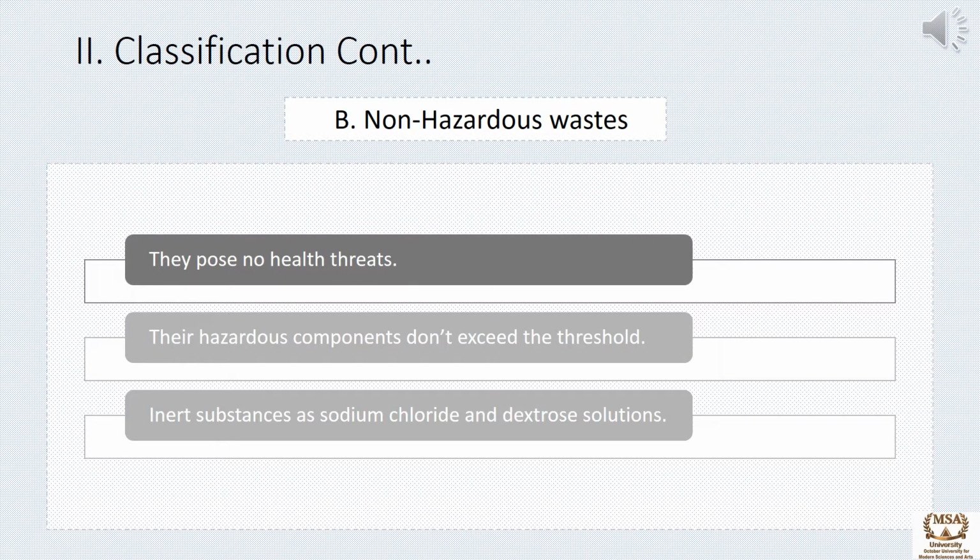The second category of pharmaceutical wastes includes non-hazardous wastes. They include materials that pose no health threats. These materials may contain hazardous components, however they do not exceed the threshold for causing harm. Non-hazardous wastes also include inert substances that have no pharmaceutical properties but are used medically, such as sodium chloride and dextrose solutions.